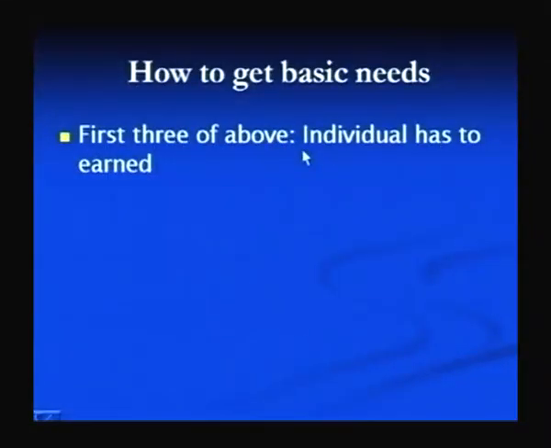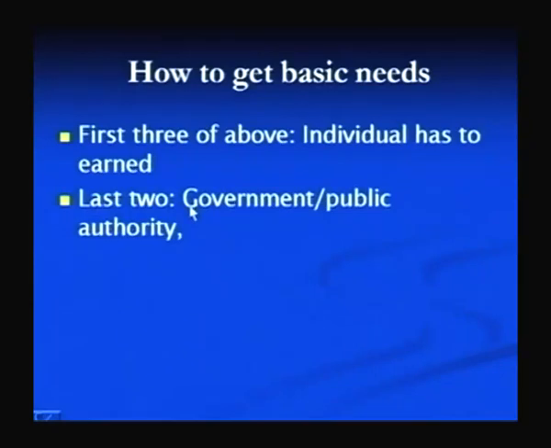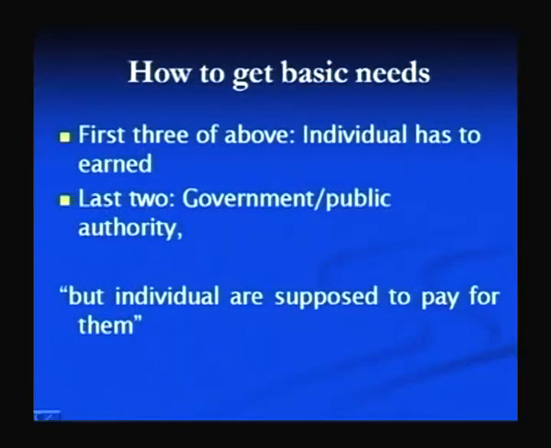So, if we see how to satisfy these needs, from where we should get these needs satisfied. The first three, food, clothing, and shelter, are to be earned by the individuals for themselves, and the last two, security and essential services, are supposed to be provided by the government or by the public authorities. Government may make them available, but individuals are supposed to pay for them. If you have to avail these essential services provided by the government, the individual should earn enough so that he can pay for utilizing those essential services.